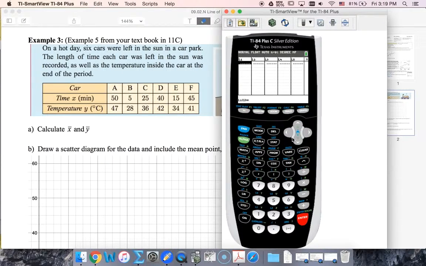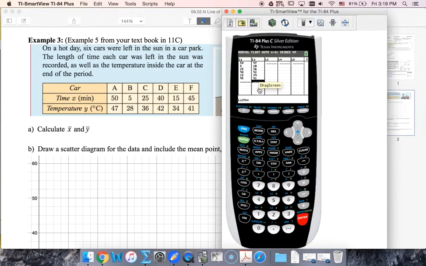All right, so now I'm going to enter my sets of data. And my second list, 47. All right, so just want to do a quick check, make sure I've got my points. 55, 25, 40, 15, 45, and then 47, 28, 36, 42, 34, and 41.